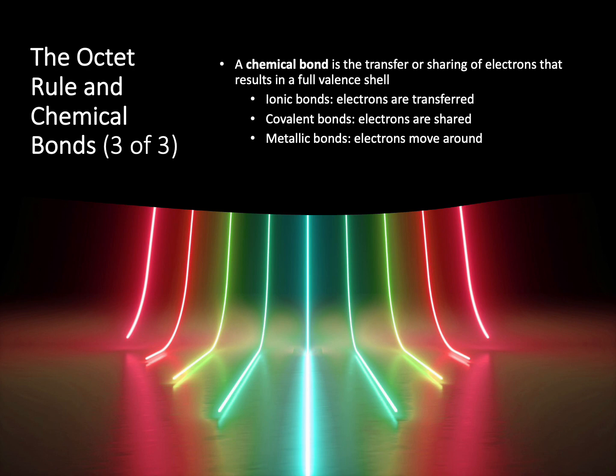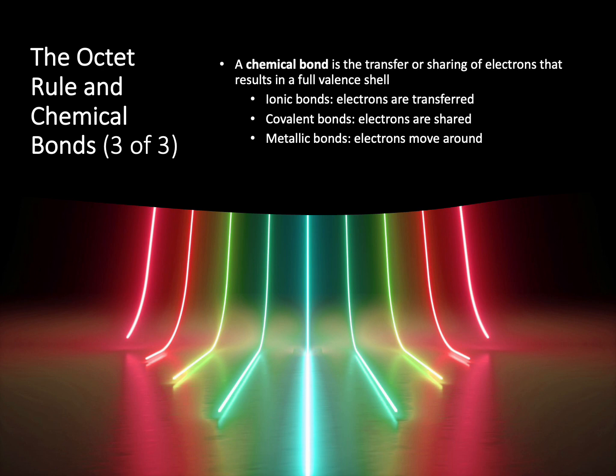So if we have multiple atoms that are either transferring, gaining, or giving away electrons, or sharing electrons between atoms, we can have chemical bonds that develop. And there are a lot of different types of chemical bonds, but we're just going to focus on 3: ionic, covalent, and metallic chemical bonds.